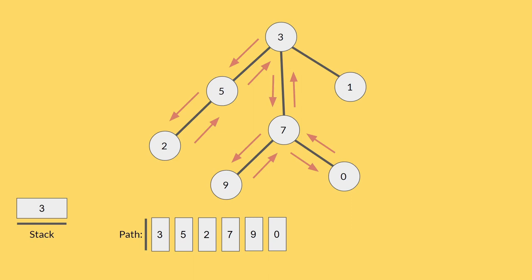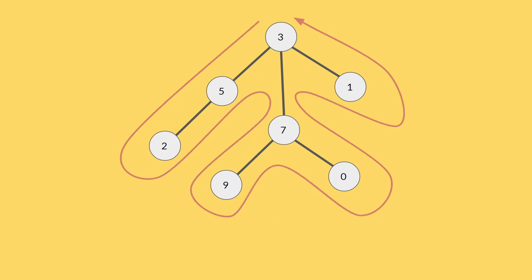3 has yet another remaining branch, and we go down that path, visit 1, add it to the stack and path, and we see that 1 does not have any remaining children. So we remove it from the stack and go back to 3. Now 3 has all of its branches completely visited, so we remove it from our stack. This is our path that we took while traversing.